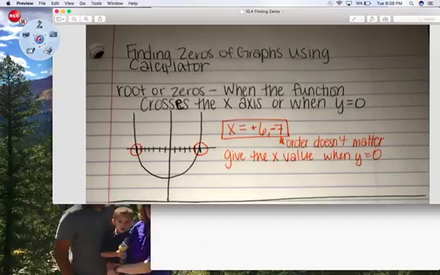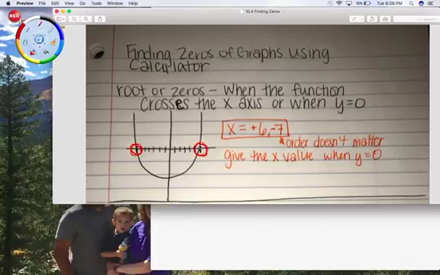So a root or a zero, you've probably talked about this before, but when you're talking about graphs, if you look at this graph right here, I'm going to go ahead and circle it. These are the roots. So these are our roots. It's when the function crosses the x-axis. Remember, this right here is the x-axis, and it's also when y equals 0. I'm going to erase those two circles.